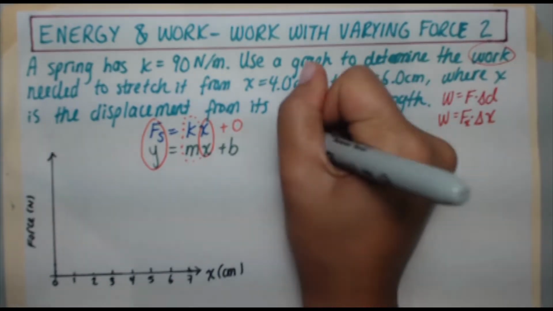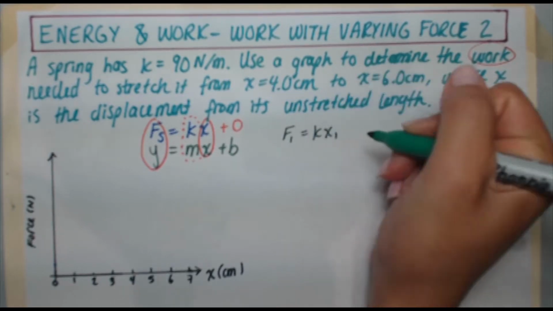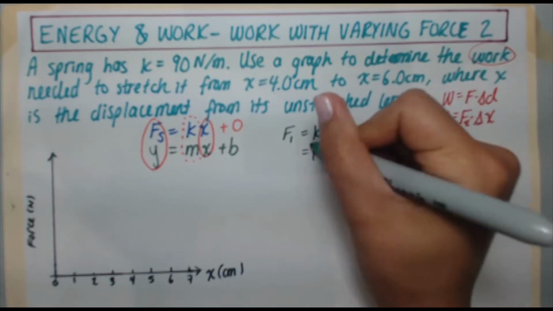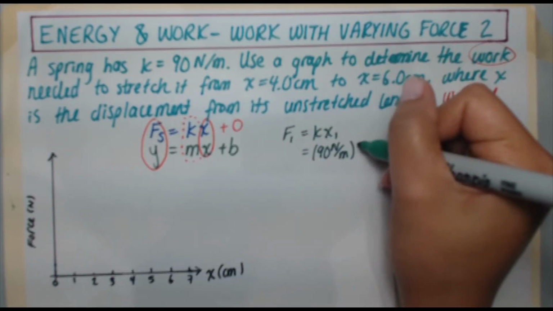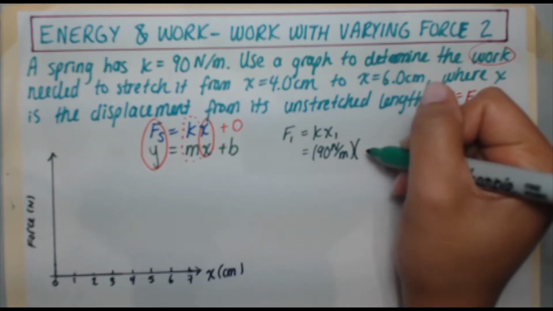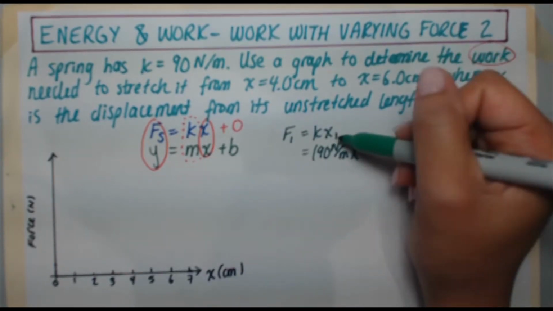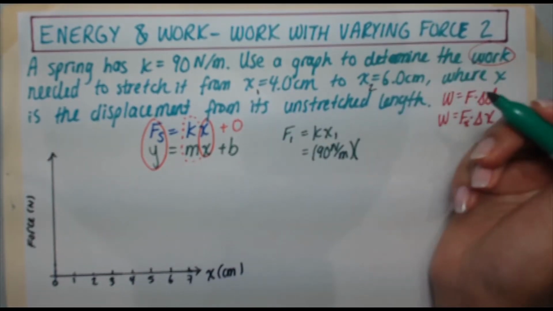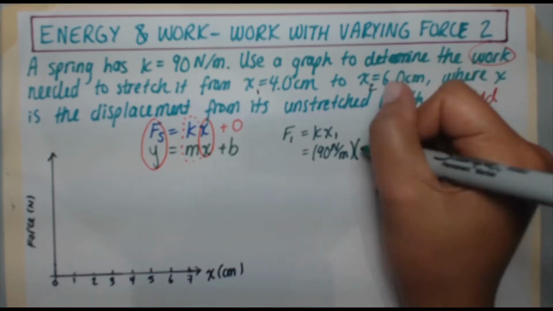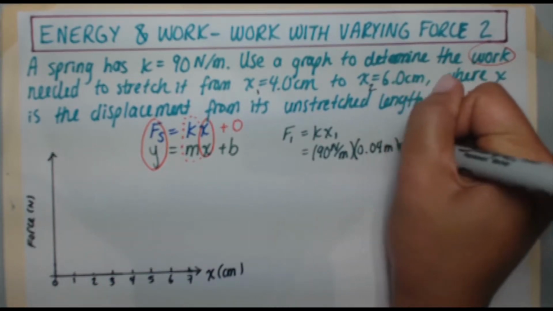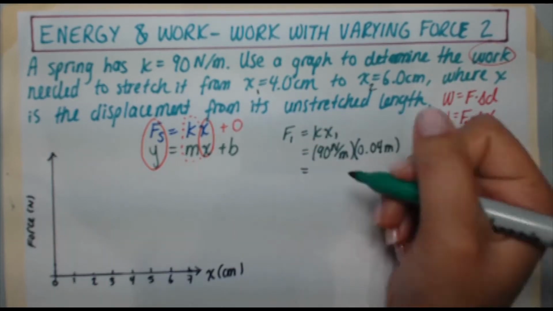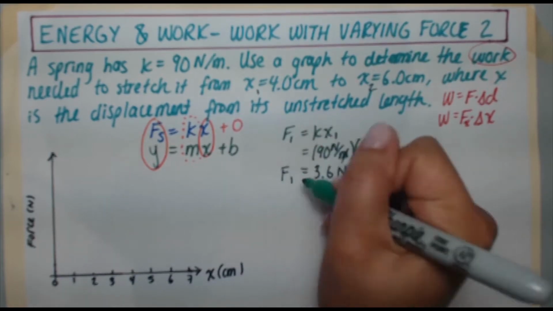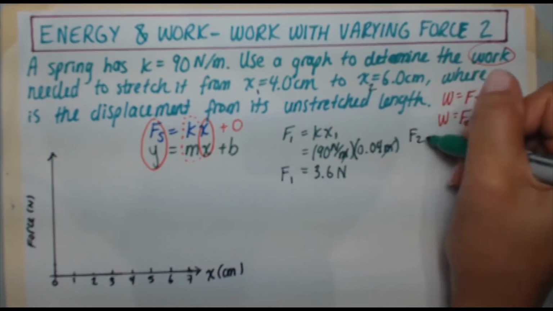Okay, so F1 is equal to kx1. Our k, the spring constant, doesn't change based on your extension. It's simply based on the spring itself. Same spring constant. So here's where you plug in your SI units. x1 is 4.0 centimeters and x2 is 6.0 centimeters. You have to plug that in meters. So 90 newtons per meter times 0.04 meters. Multiply those two together, you're going to get 3.6 newtons, because the meters cancel out. So there's F1. So we start to get an idea for the scale.